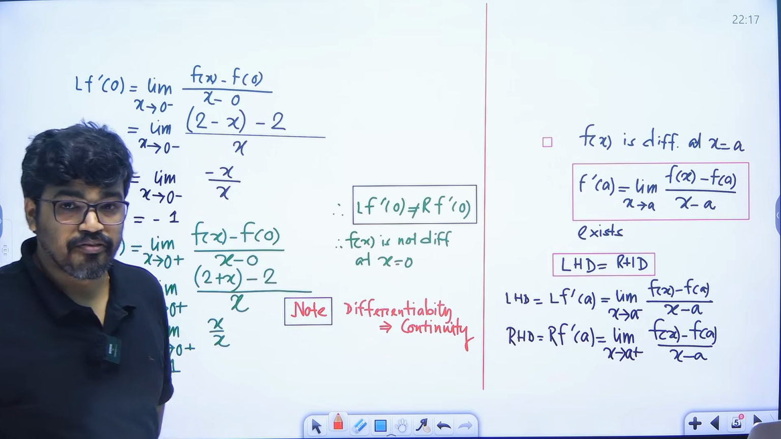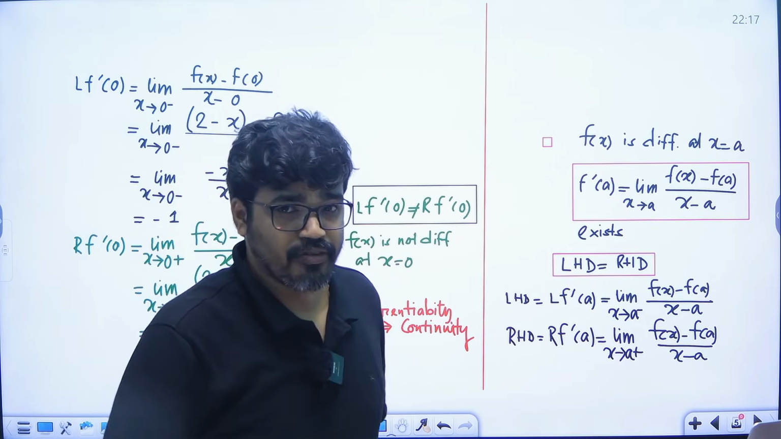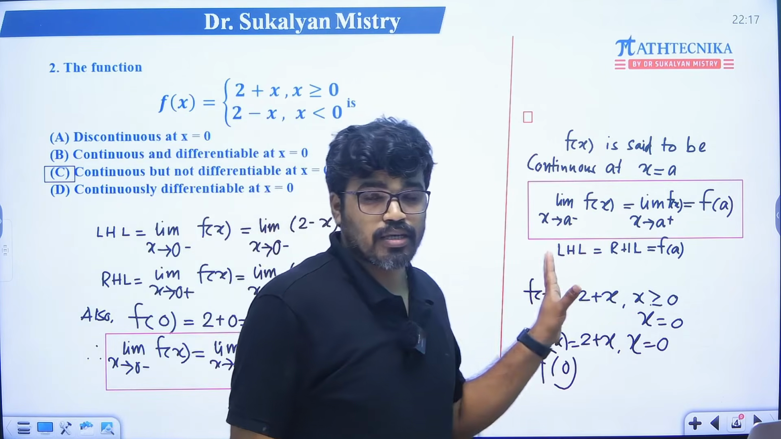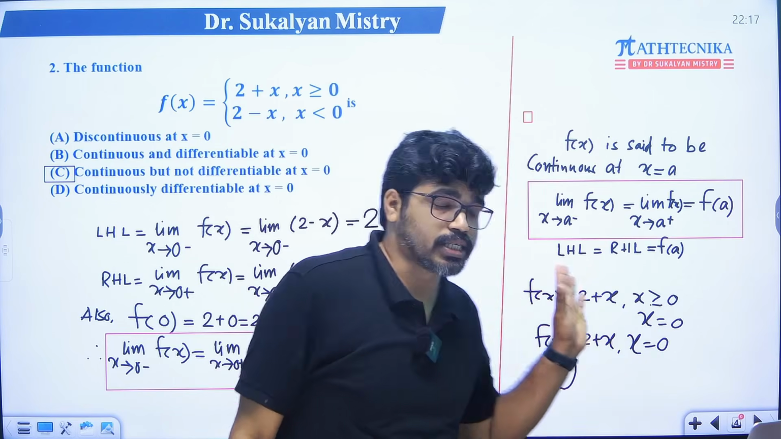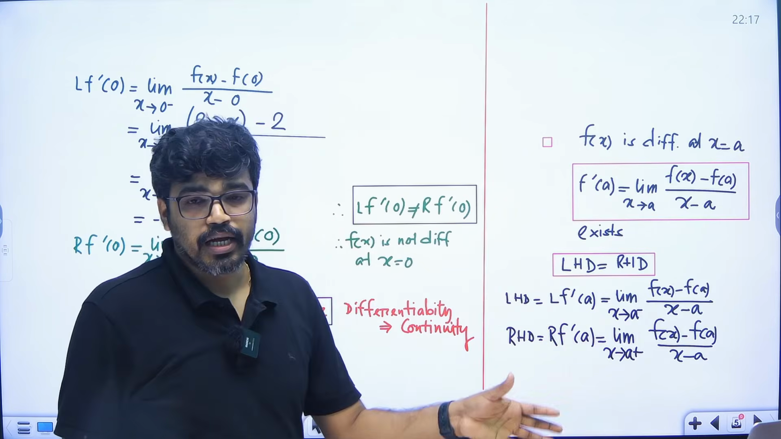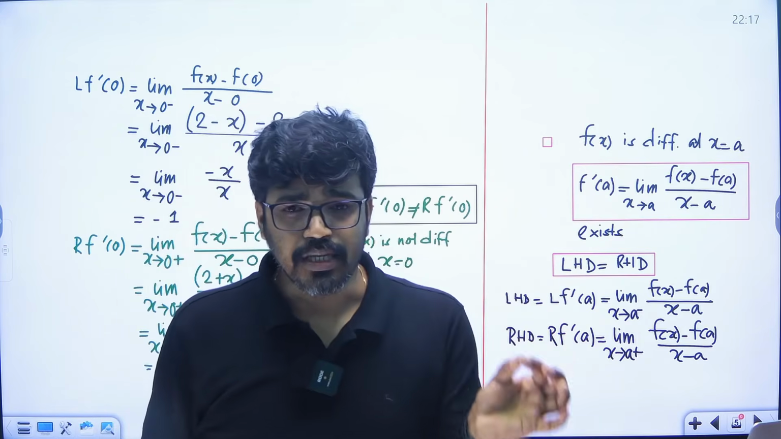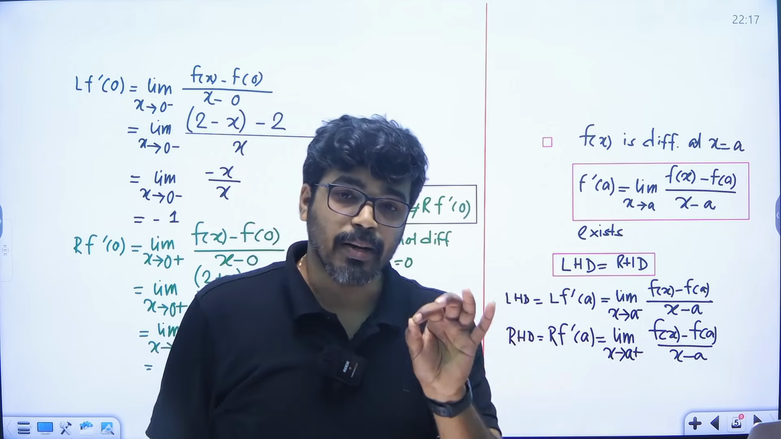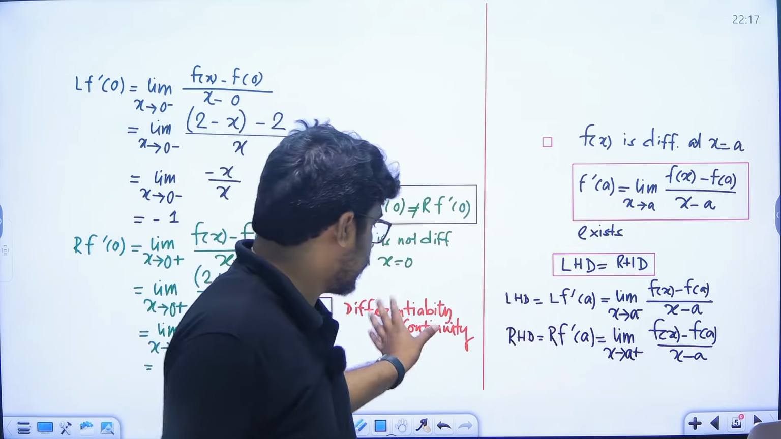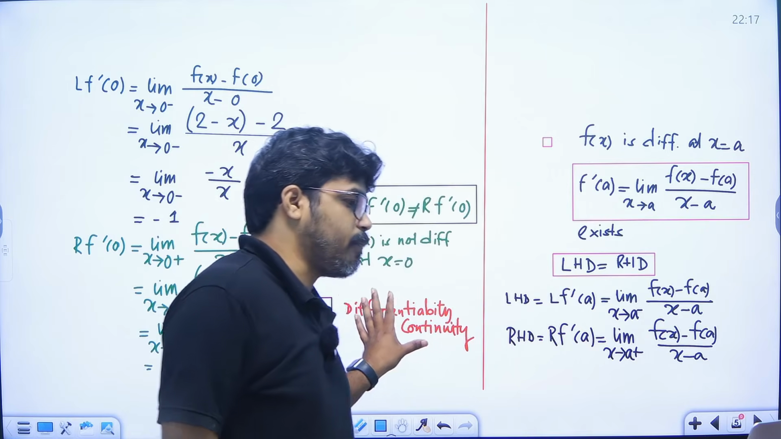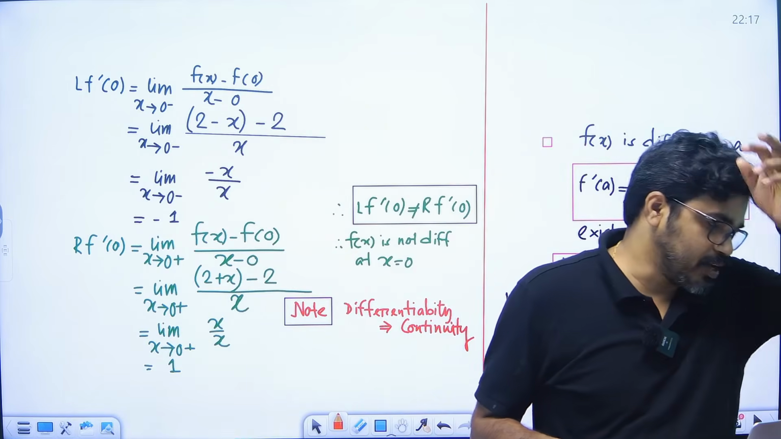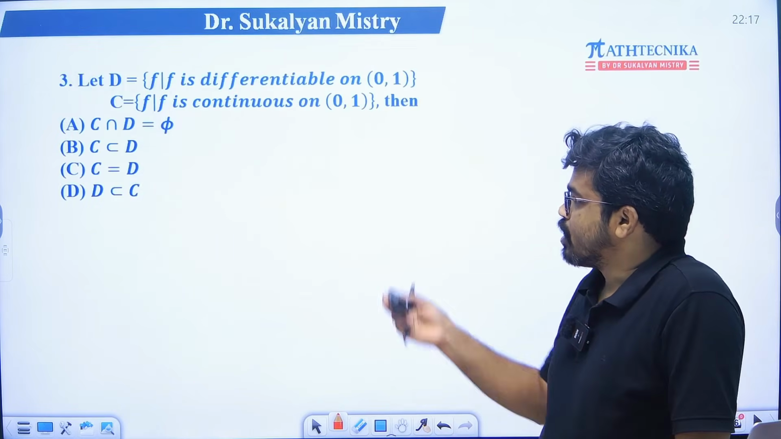If a function is differentiable, then it must be continuous, but continuity does not imply differentiability. For example, this example is continuous but not differentiable. So it is a very important note: every differentiable function must be continuous, but continuity does not imply differentiability. Is it clear? It is very important. Okay, so see this problem.